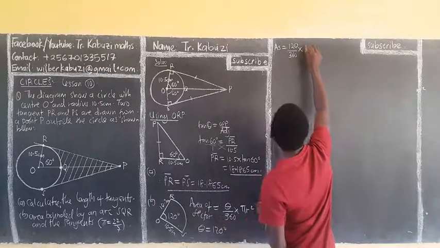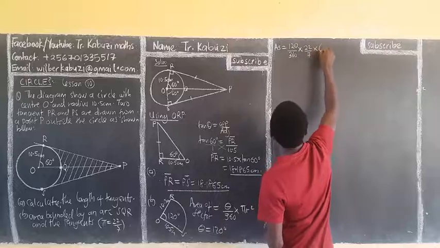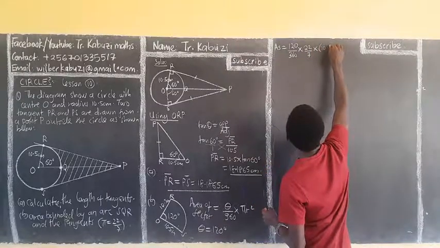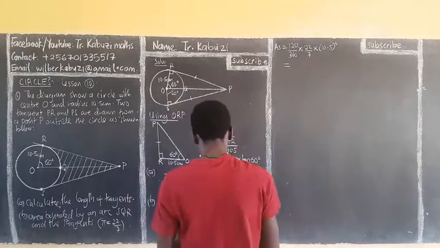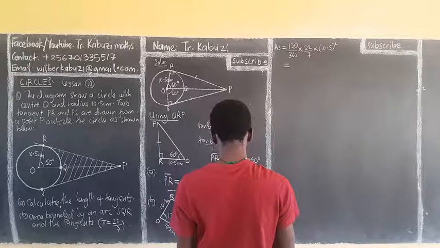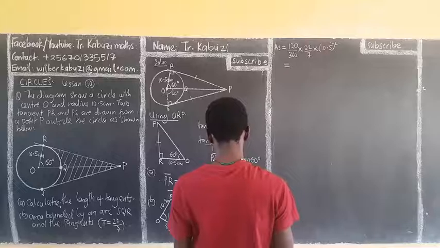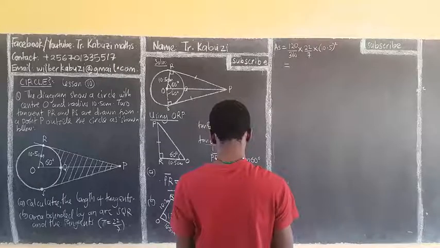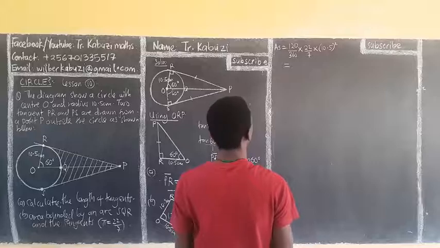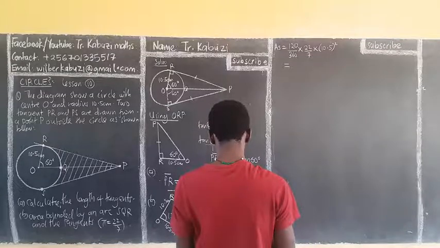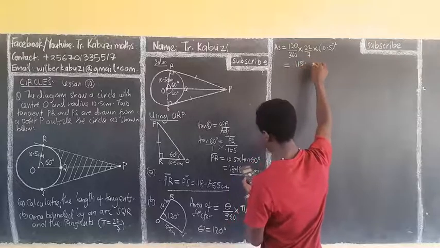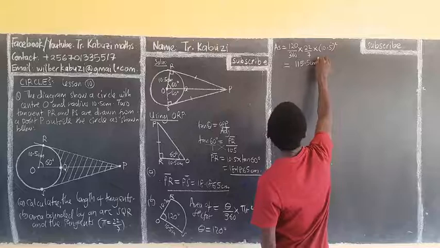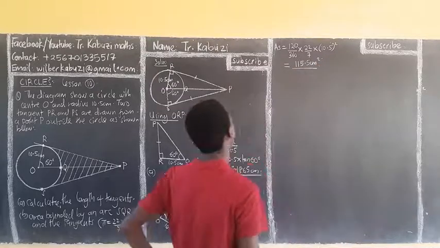So getting that now, my area of the sector is going to be 120 over 360, times pi, which is 22/7, then times the radius squared, 10.5 the whole squared. And my area here, I'm getting 115.5 centimeters squared. So that's the area of the sector.